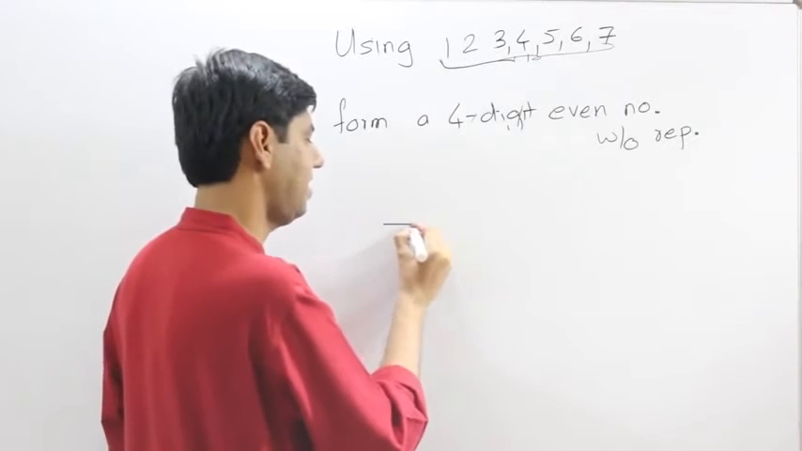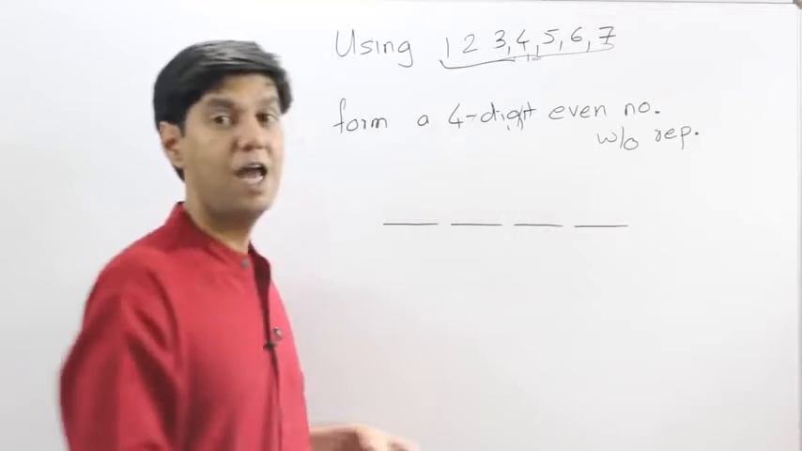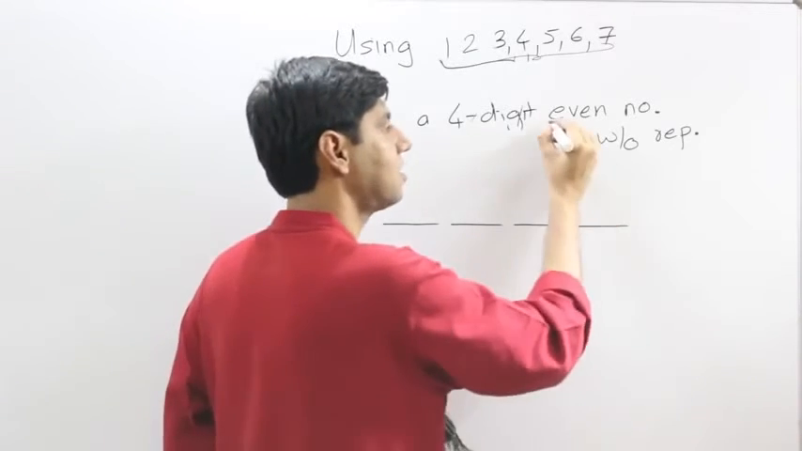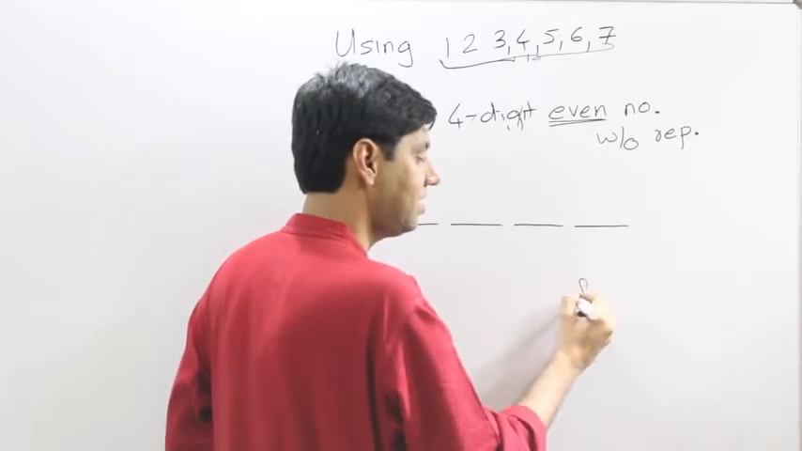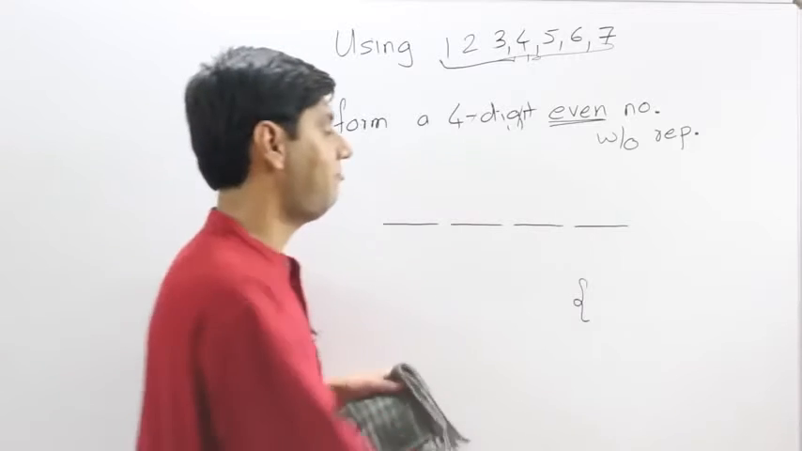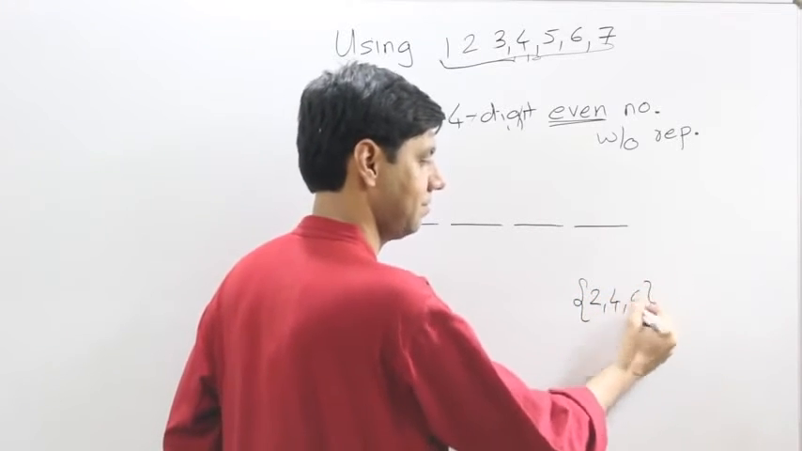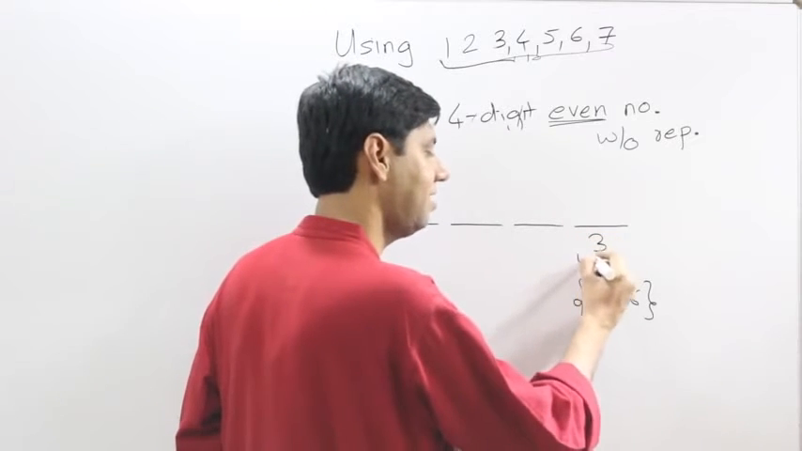Since there is a condition given, to cut short a long story, you will have to start from the position where the condition is given. So this even number relates to the unit digit, and the unit digit now could only be filled in with a 2 or a 4 or a 6. Right? And so I could fill in the unit digit in 3 different ways.